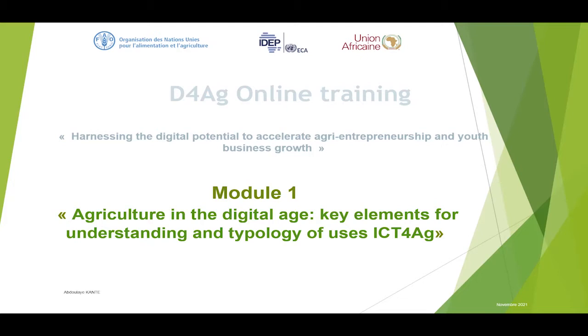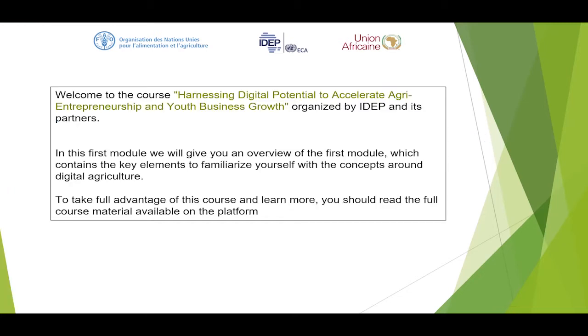Welcome to Module 1, which will be looking at harnessing the digital potential to accelerate agri entrepreneurship and youth business growth. Module 1 focuses on agriculture in the digital age, with understanding mainly the key elements and typology of uses of ICT for ag. ICT for ag basically means ICT for agriculture.